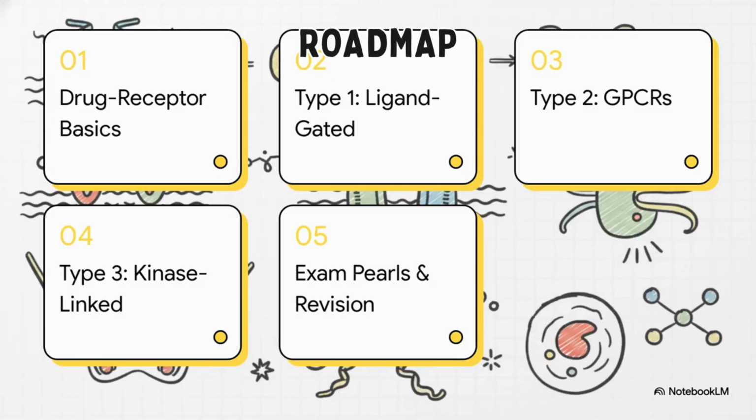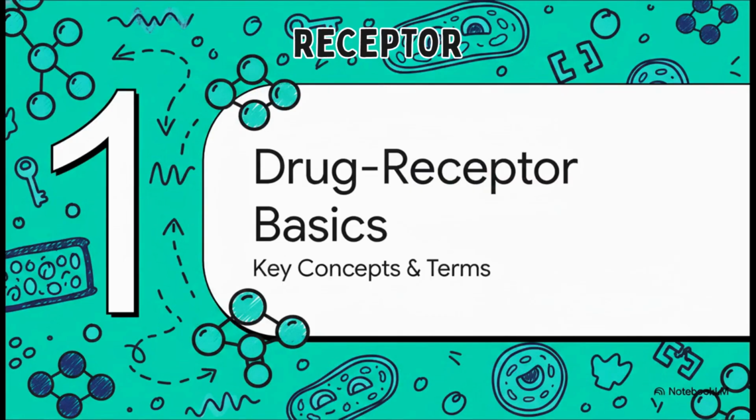All right, here is our roadmap for today. We've got drug receptor basics, type 1 ligand-gated ion channels, type 2 GPCRs, type 3 kinase-linked receptors, and finally, some exam pearls and revision. Okay, section 1, drug receptor basic concepts. Let's get right into it.